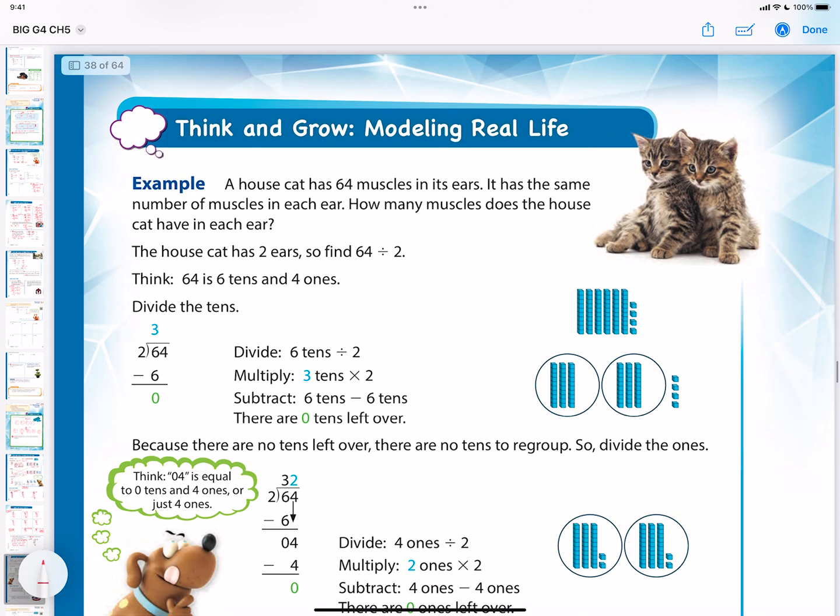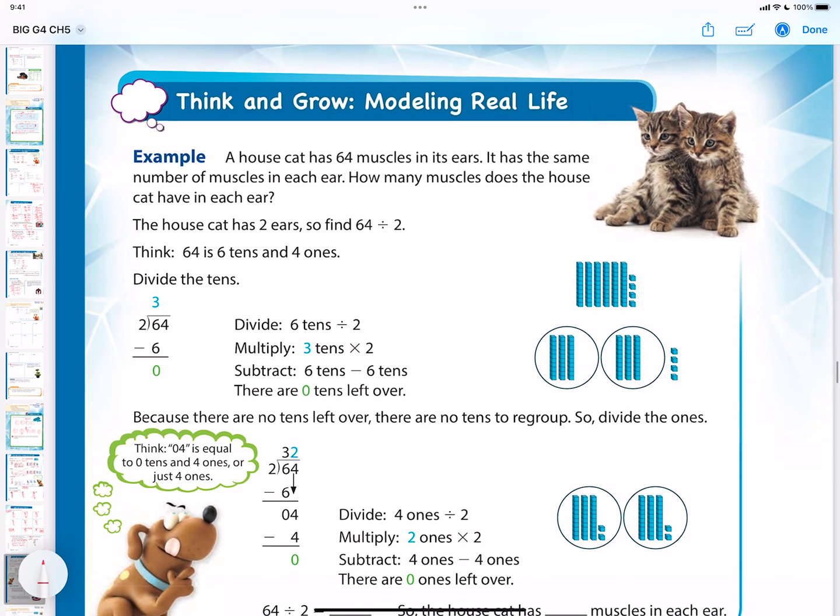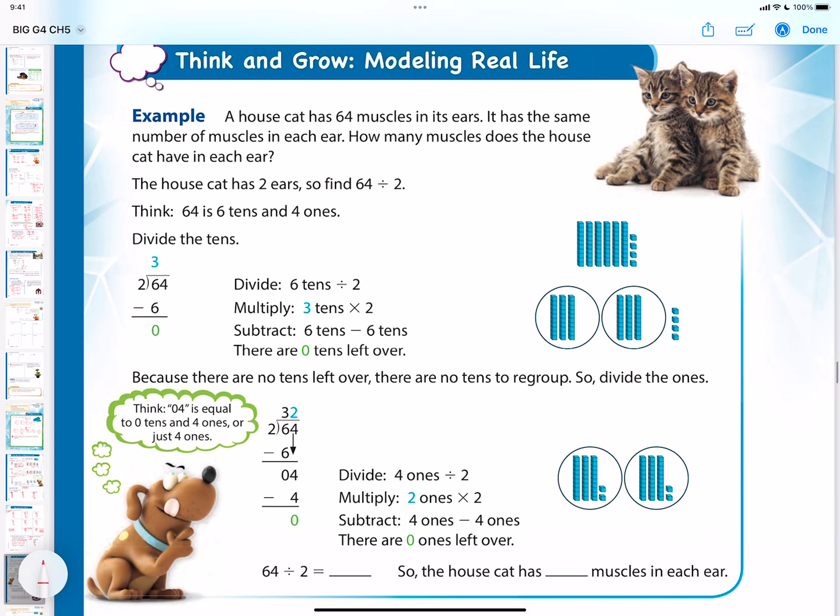Think and grow, modeling real life. The house cat has 64 muscles in its ears. It has the same number of muscles in each ear. How many muscles does the house cat have in each ear? Okay, the house cat has 2 ears, so find 64 divided by 2. It's going to be very easy.